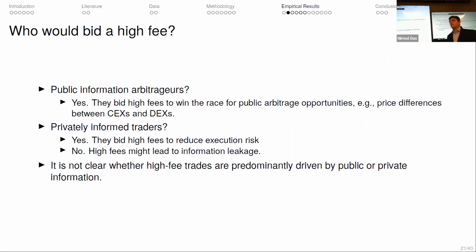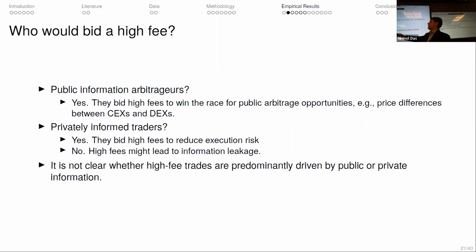Or is it privately informed traders, like traders who have short-lived information and they want to exploit it, so they want to bid a high fee to reduce execution risk. So they want to get on the block, right? Execution risk means that you don't want to wait long because the information is short-lived. So if you don't exploit it, it may no longer be useful.